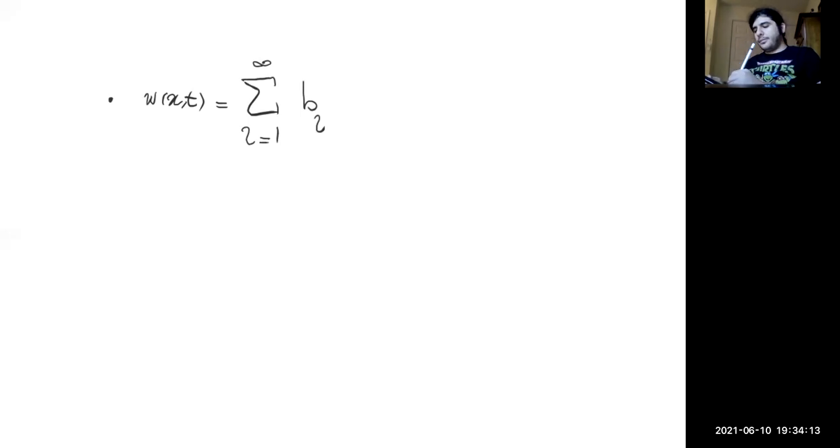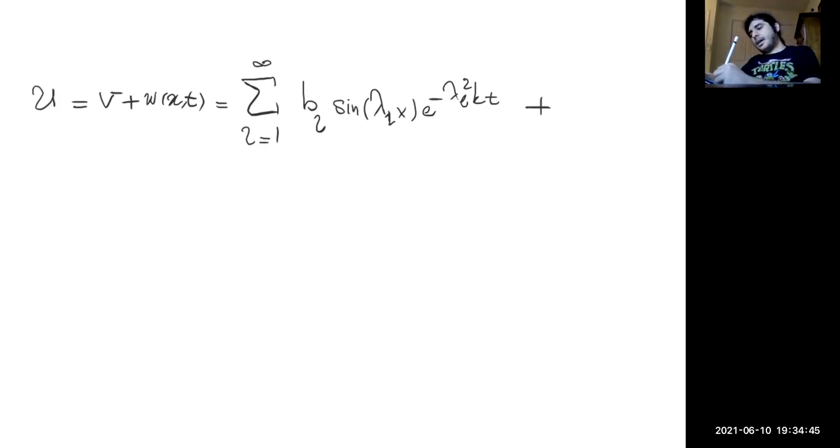Okay, so let's rewrite the things we know. Now we know W of X and T is equal to the sum, L goes from 1 to infinity, BL sine of lambda L X e to the minus lambda L squared KT. There is something that we should remember. If this is W, if I just add V to that, it should be equal to U. But V was equal to a constant T naught. So if I add constant T naught, this would be the answer to the equation, right? How can I find this BL? If I find this BL, I would have the solution to the original equation, right?